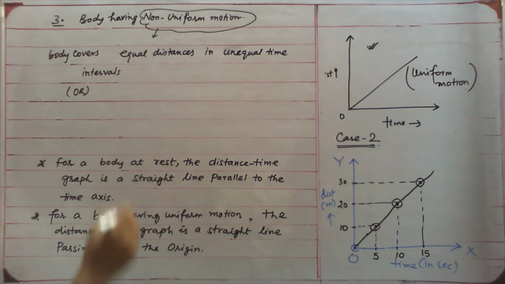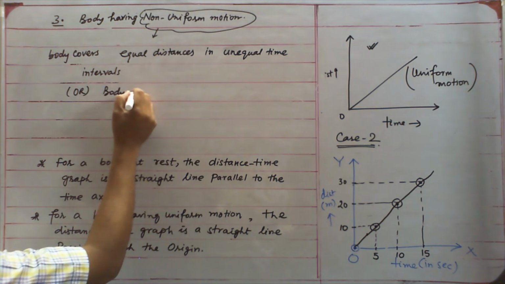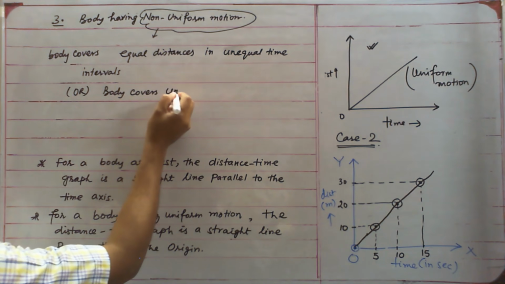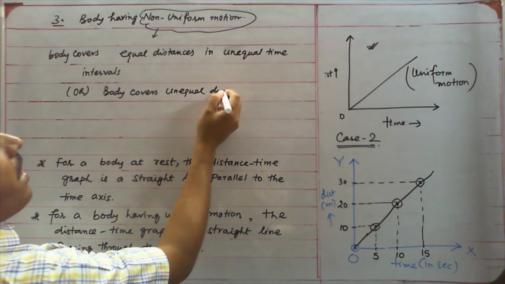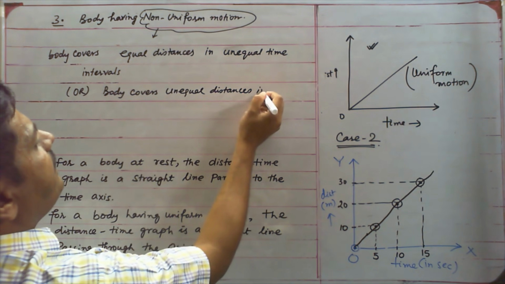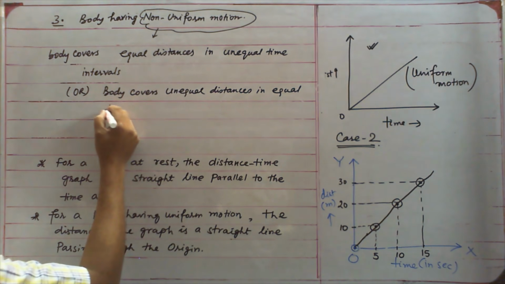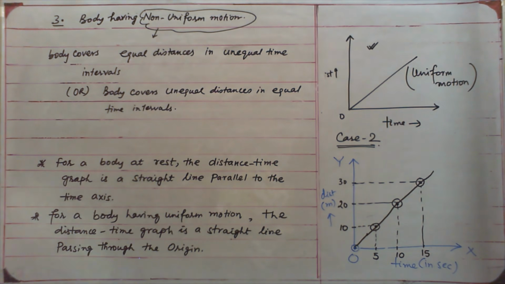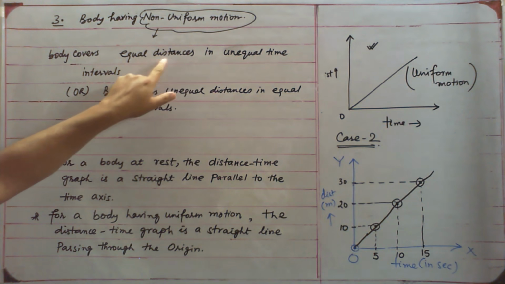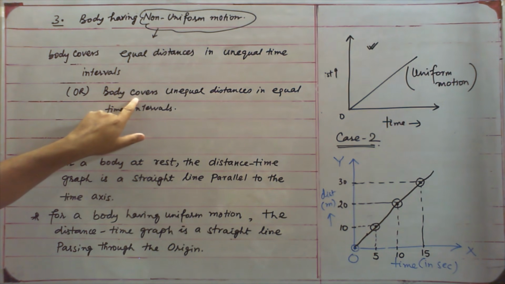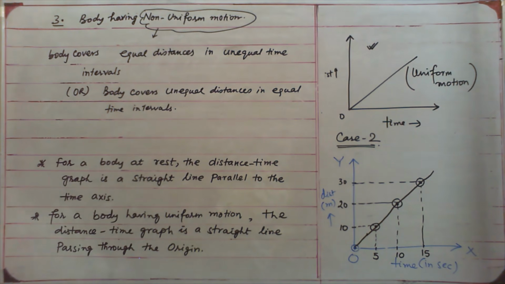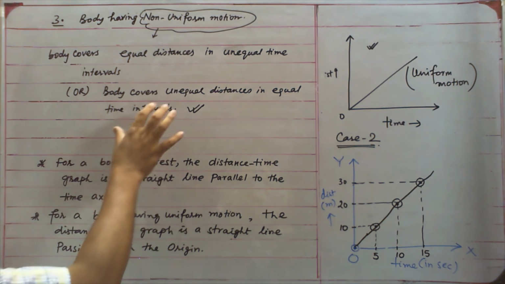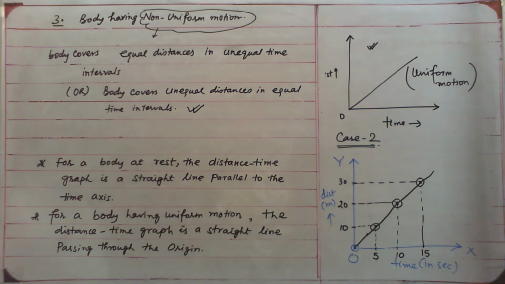Or it would be, body covers unequal distances in equal time intervals. So both can be true. The body is covering equal distances in unequal time intervals, or the body is covering unequal distances in equal time intervals. This would be very convenient to use because the drawing of the graph, the plotting of these points would become very easy. So let us take an example, an imaginary data again.